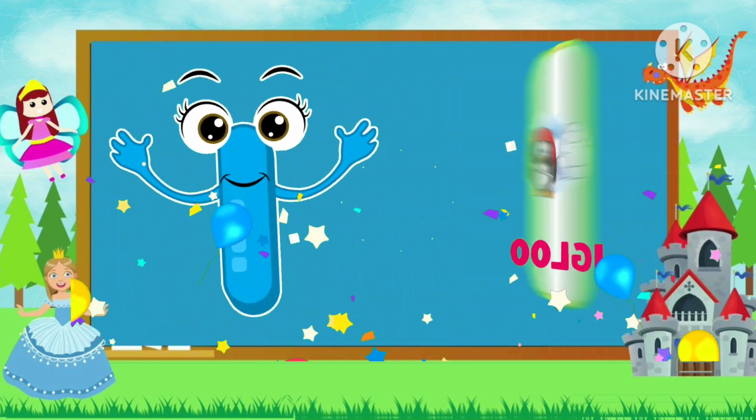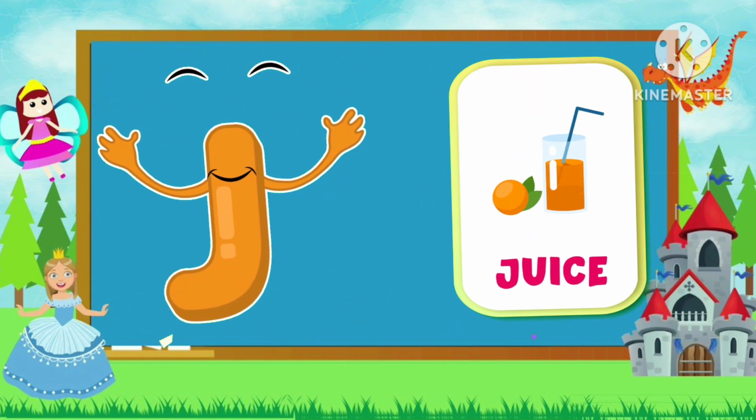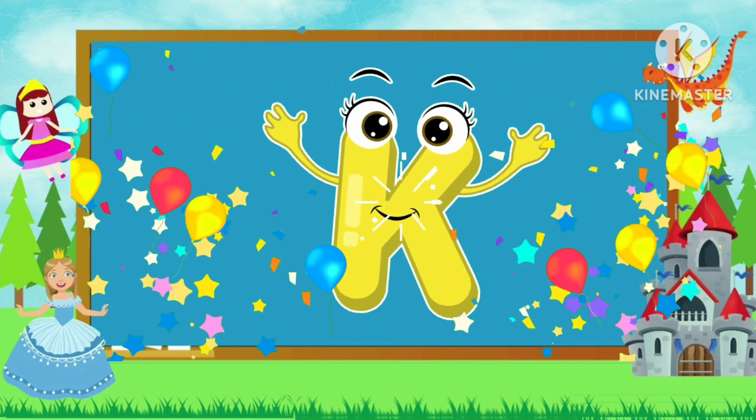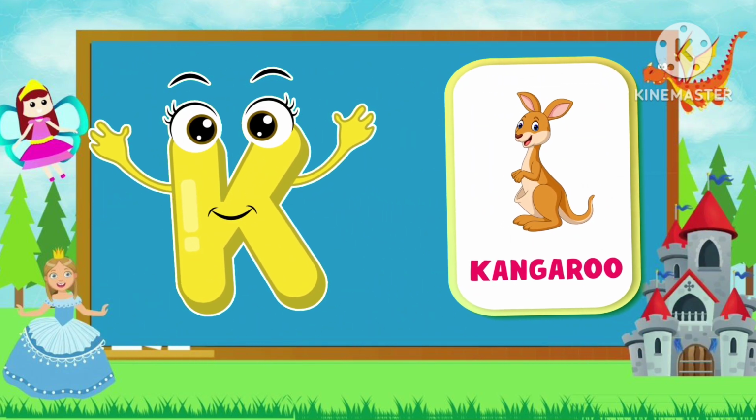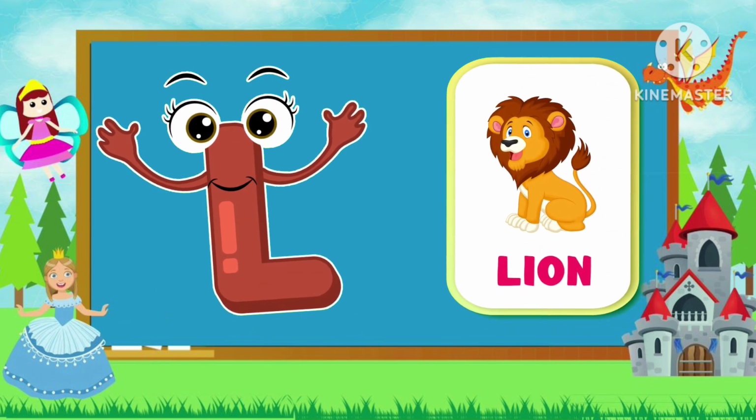I is for igloo, igloo. J is for juice, juice. K is for kangaroo, kangaroo. L is for lion, lion.